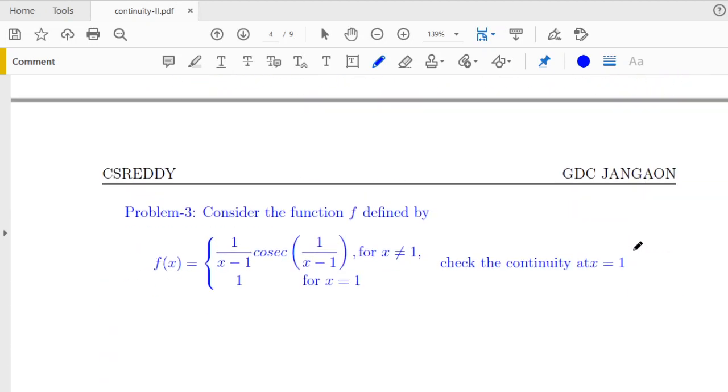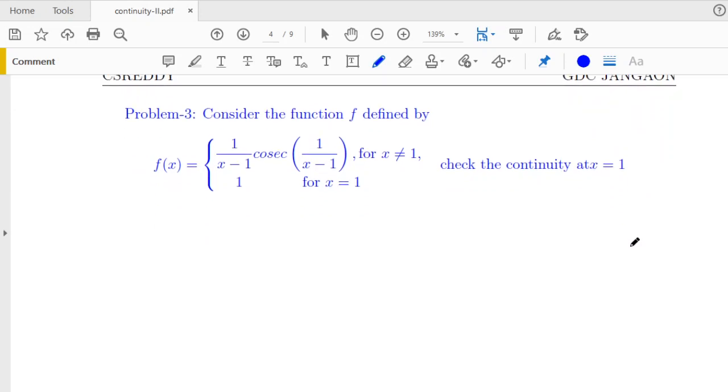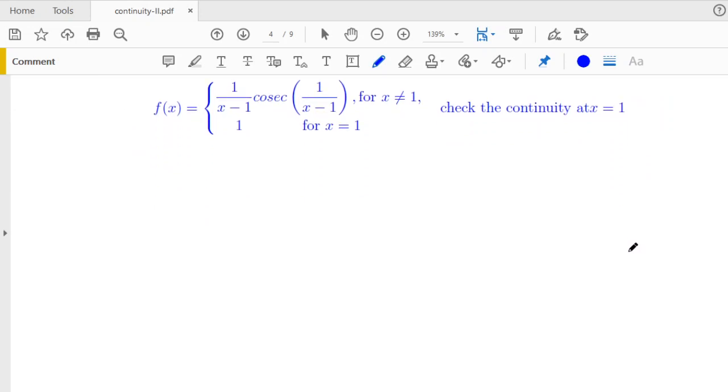Next problem. Consider the function f defined by f of x equal to x minus 1 cosecant 1 by x minus 1 for x not equal to 1, and equal to 1 for x equal to 1. Check the continuity at x equal to 1. First of all, find the left hand limit. This value equals the limit as x goes to 1 minus of f of x.